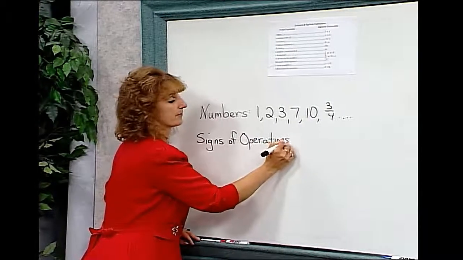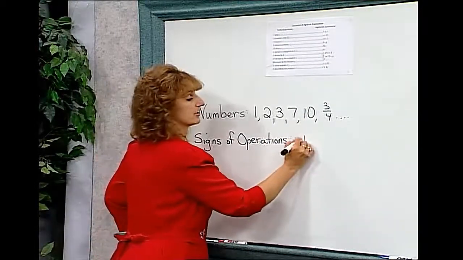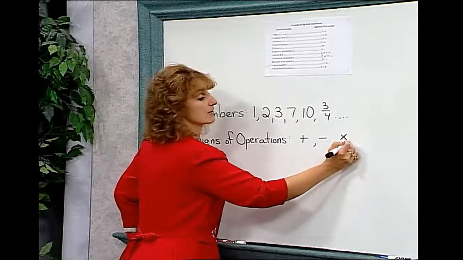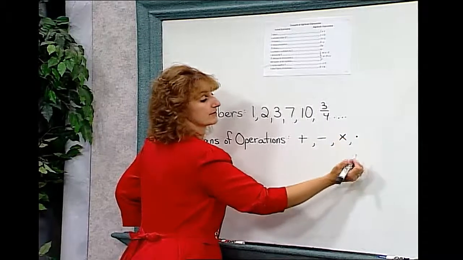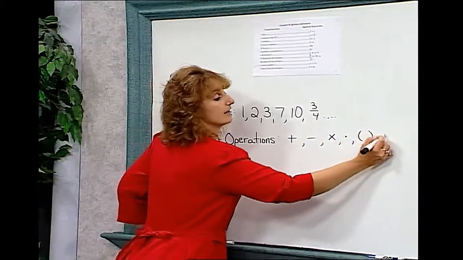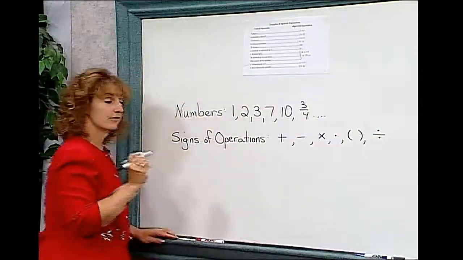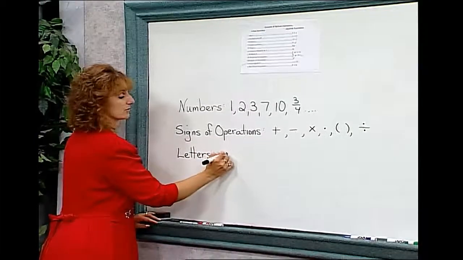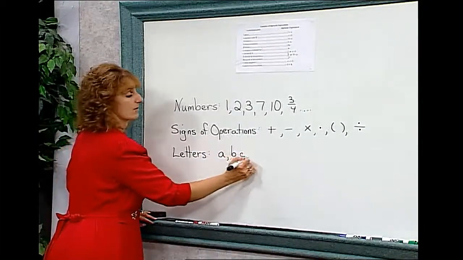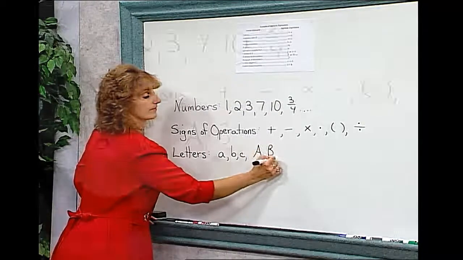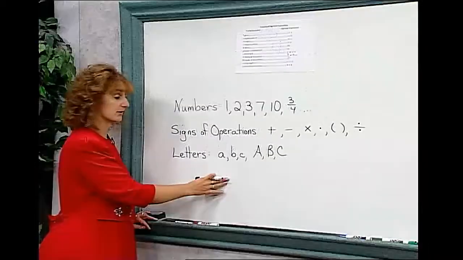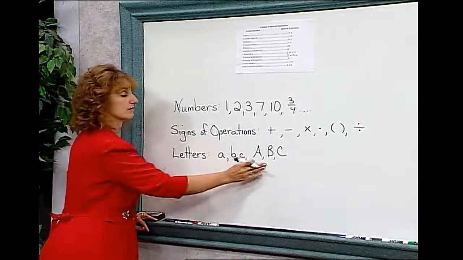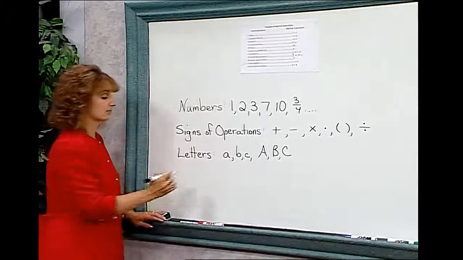When we say signs of operations, we're talking about addition, subtraction, multiplication. Remember, we can use the X or the dot or the parentheses, and of course, division. The third thing is letters. We can use lowercase letters or uppercase letters. We try to avoid using things like the letter O because it looks so much like a zero, but either one is fine.